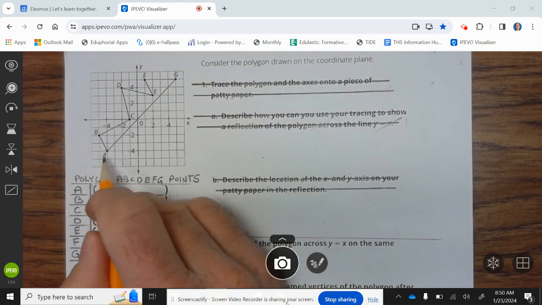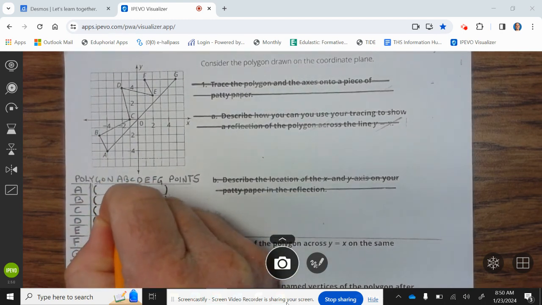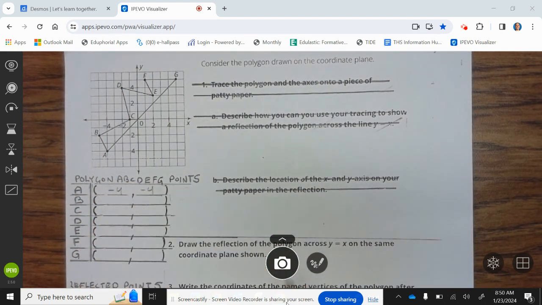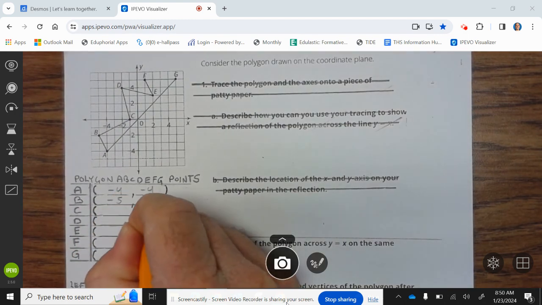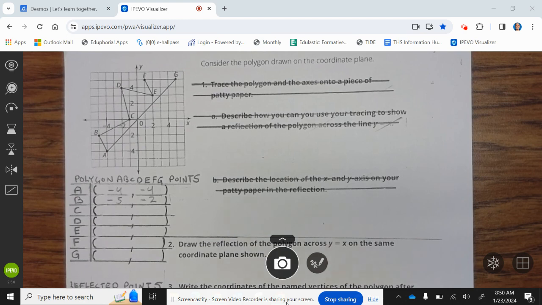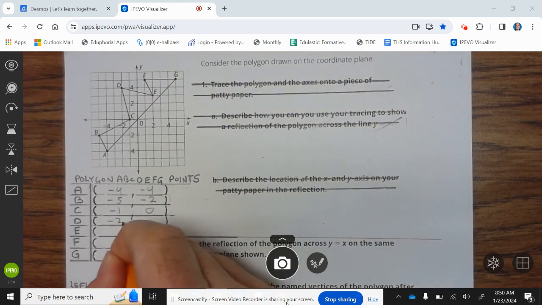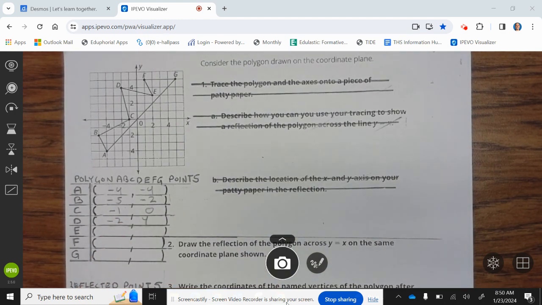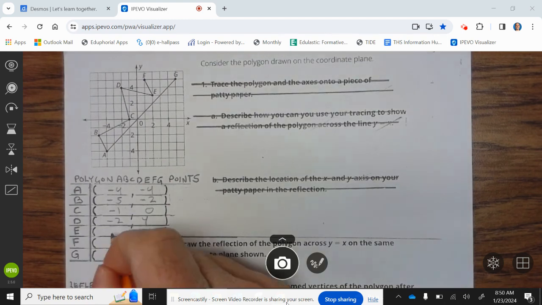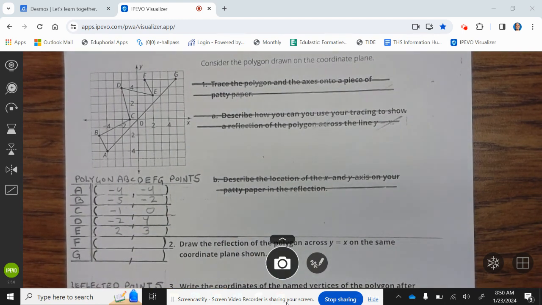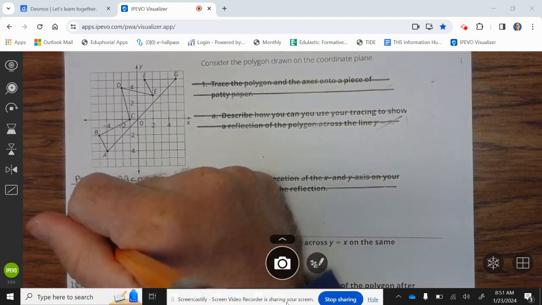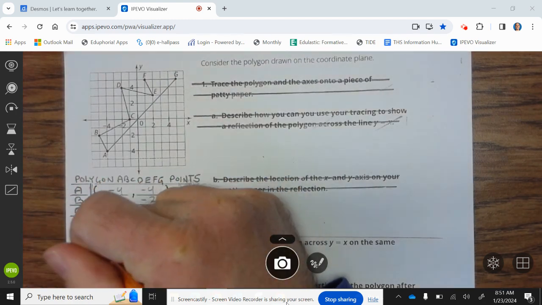So A is -4, -4. B is -5, -2. C is -1, 0. D is -2, 4. E is 2, 3. F is 1, 5. And G is 5, 5.